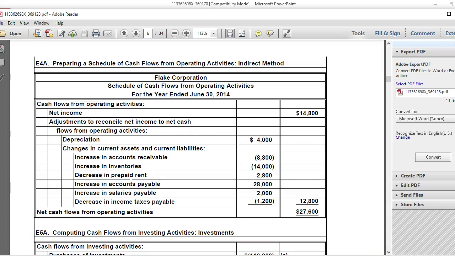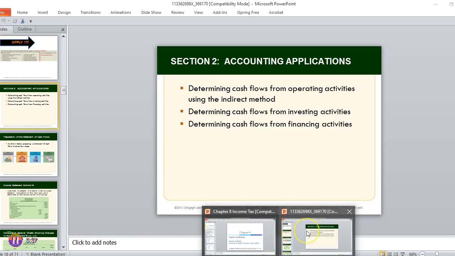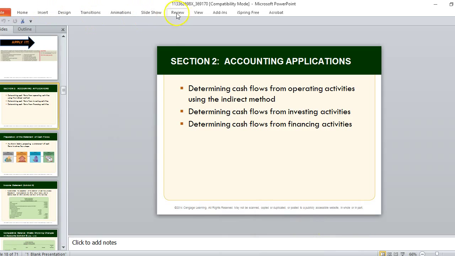The reason we add it back, prepaid rent means we paid the rent in advance. So if we decrease our prepaid rent, that means we show more rent expense, but we didn't use cash for it. Because our prepaid rent's an asset, and when we use it up, we reduce our asset and we increase our expense. Okay? Let's go back now to our PowerPoint and move on.